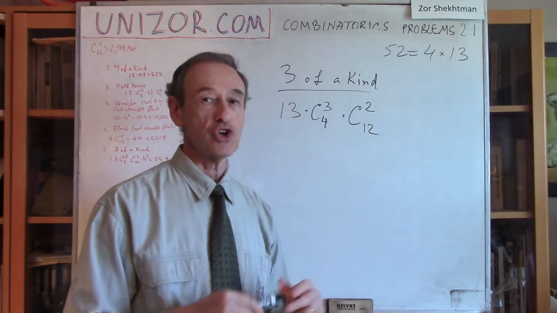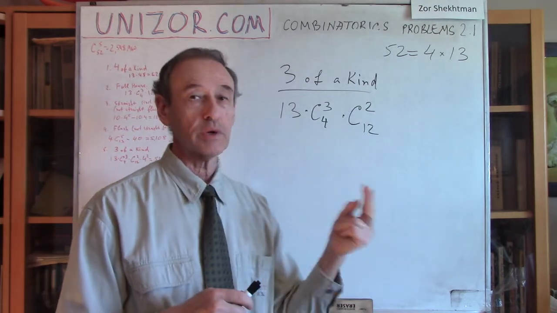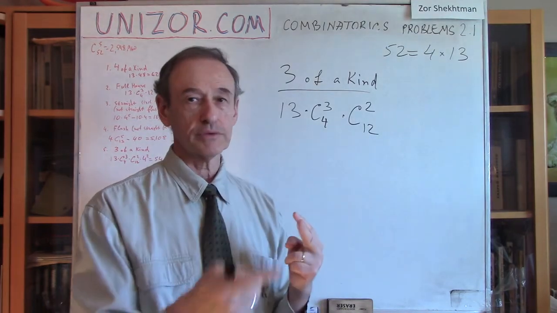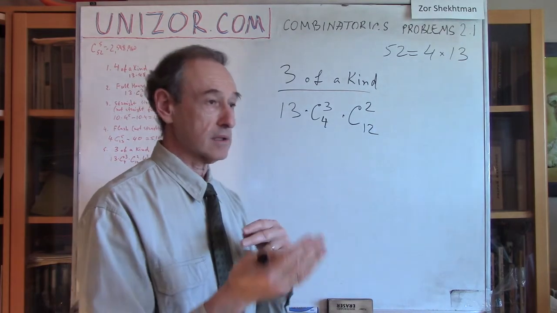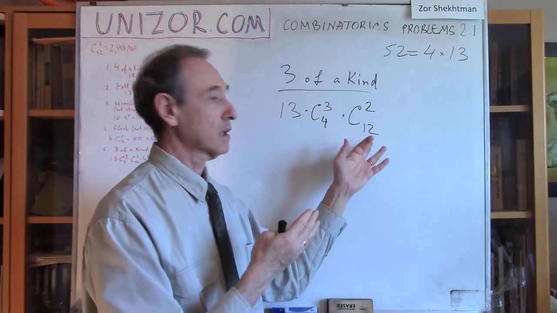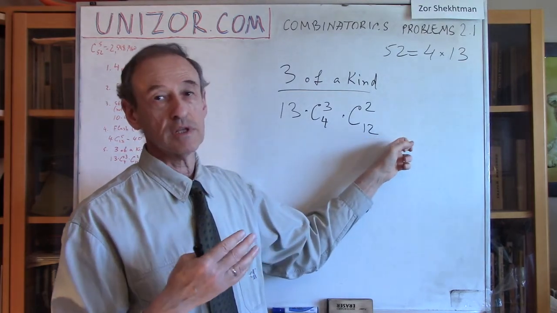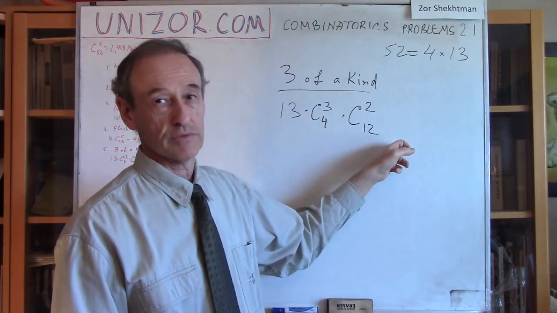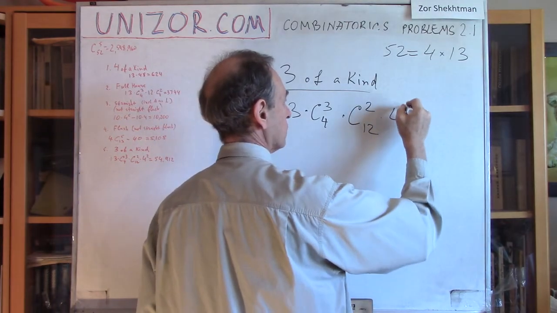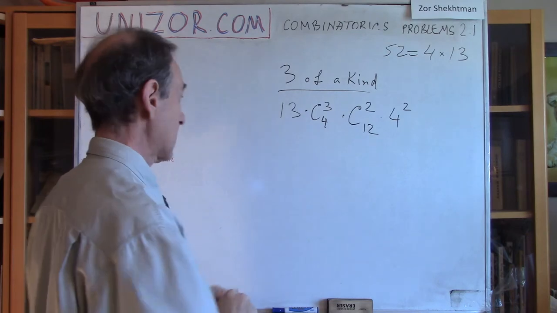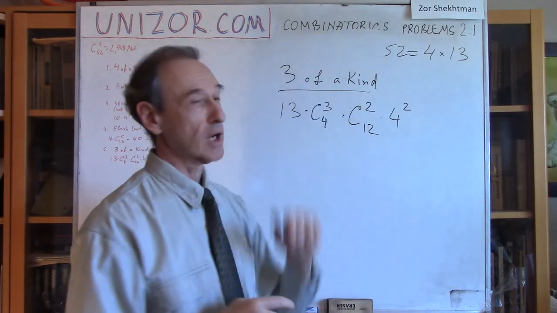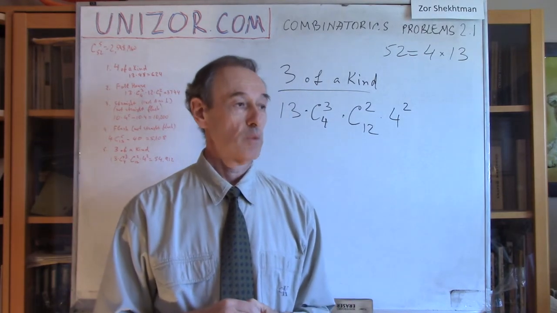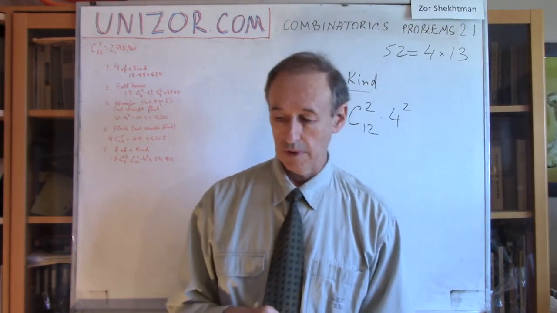Now, once I have chosen that, I have two concrete ranks. Each one of these ranks has four different cards of four different suits, and I can have any one of the suits for one of these, and any one of the suits for another. So it's four choices for the fourth card and four choices for the fifth card. So I have to multiply it by four and by four. So that's the answer. That's how many three of a kind combinations are among all the combinations of five cards.